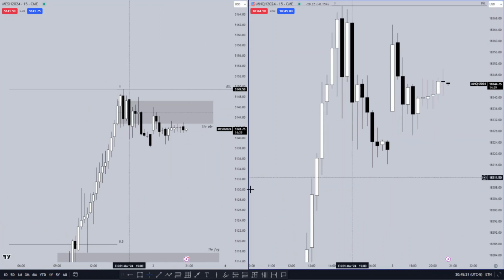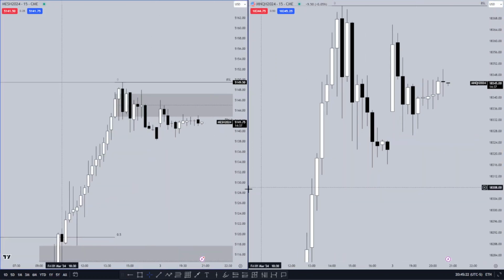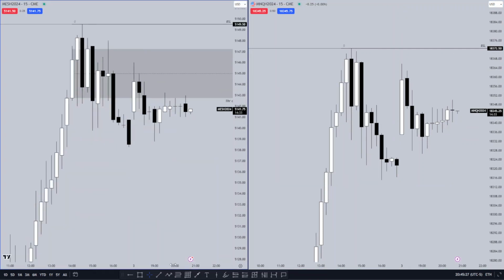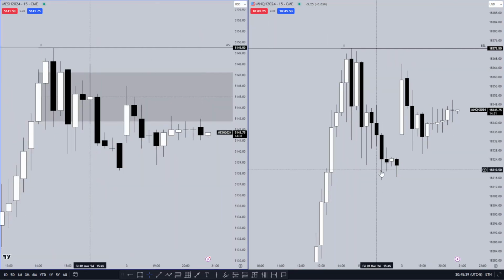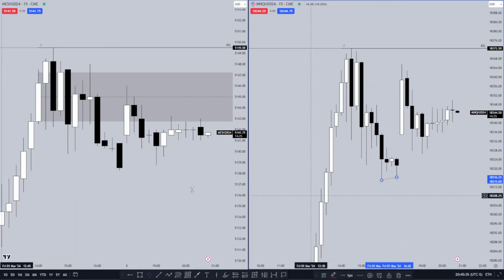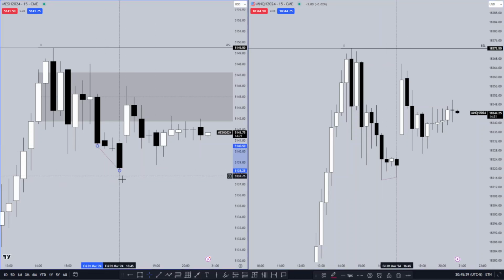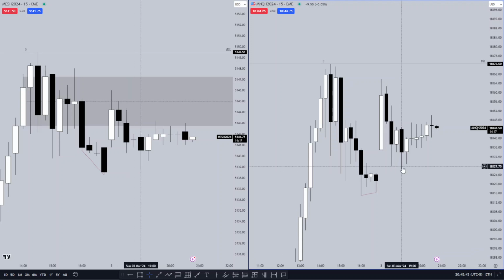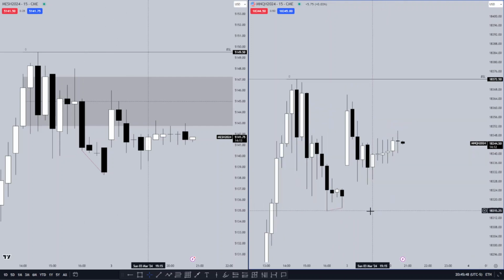If we go into the 50 minutes, because we hit like a 50-minute PDRE on these two pairs, what I'll be looking for is this SMT right here. We had an SMT right here because of the hourly fair value gap. So we had a 50-minute SMT, a 15-minute SMT right here, and then right here we came down into this. So NQ is more bullish, right?